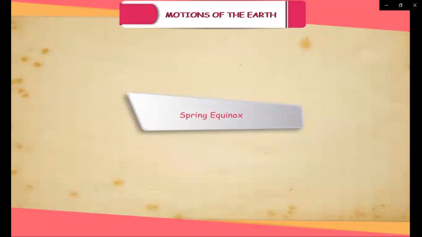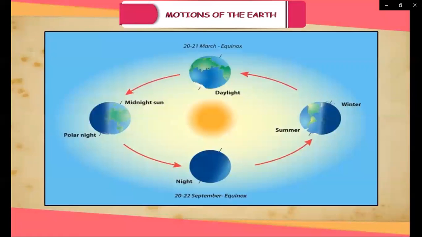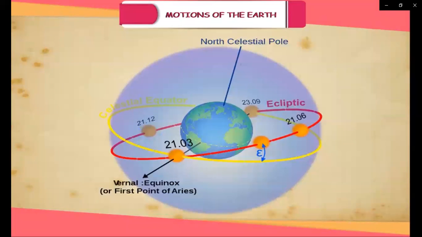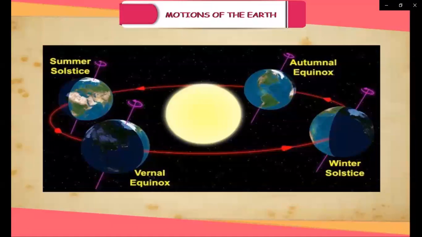Spring equinox. On 21st March, the Sun remains equidistant from the North Pole and the South Pole. Hence, the sun rays fall vertically on the equator. The days and nights become equal all over the world. This period in the Northern Hemisphere is called spring equinox, and in the Southern Hemisphere, autumn equinox.